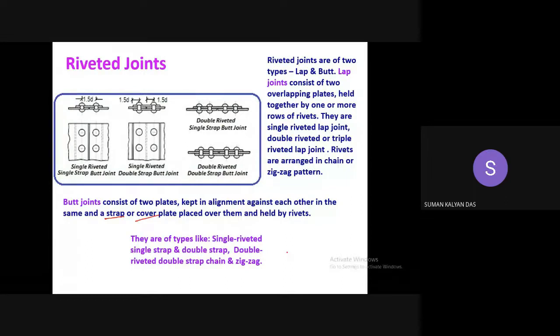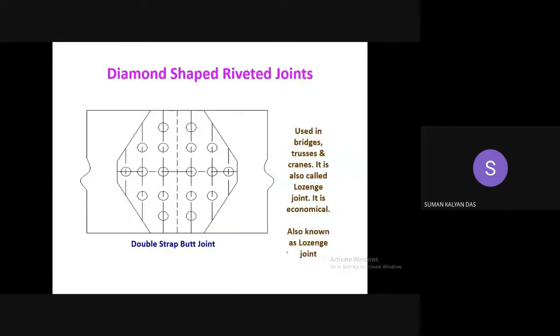Okay, so let me move forward. This is a special type of riveted joint which gives you a formation like a diamond. If you hold a diamond in front of your eyes, it gives you the formation of a triangular type of geometry. Here, as you can see, a similar type of formation is there. So this is a special configuration termed a diamond shaped riveted joint.